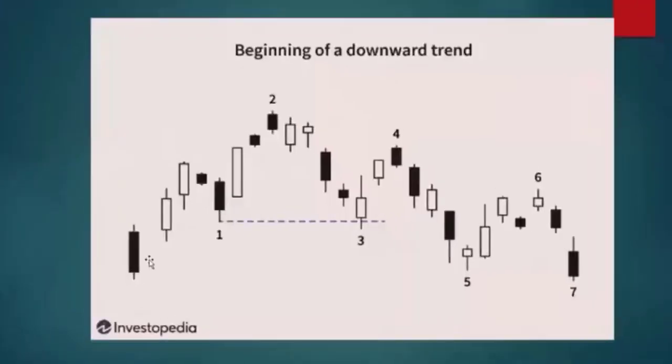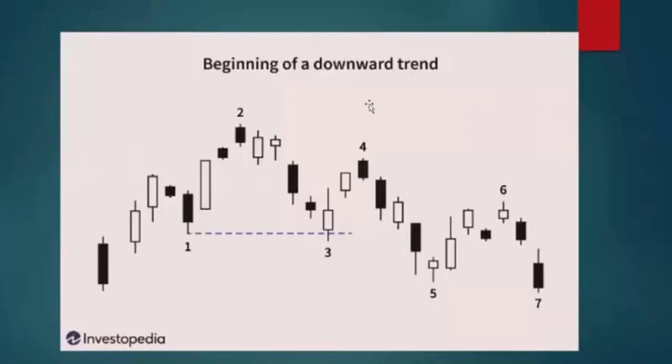This figure is an example of the beginning of a downtrend from an uptrend, and how you can identify it. Now let's identify a downtrend. As you can see, number 4 is lower than number 2, this is called a lower low. The price fails to create another higher high. And number 1 and number 3 are at the same level.